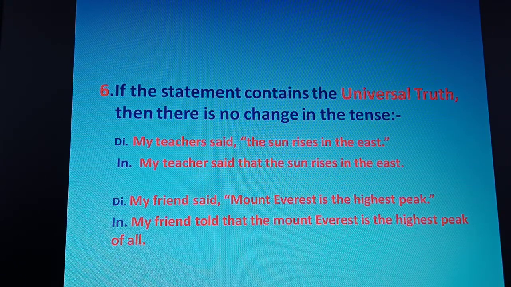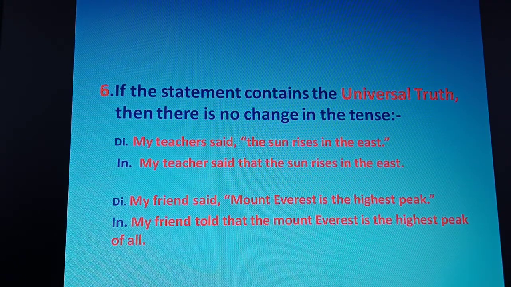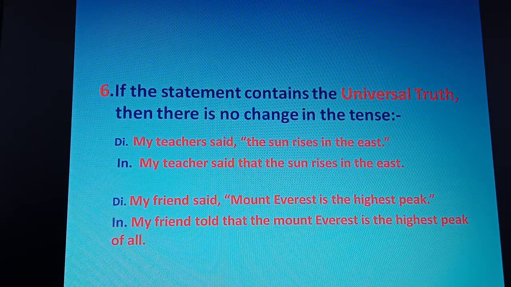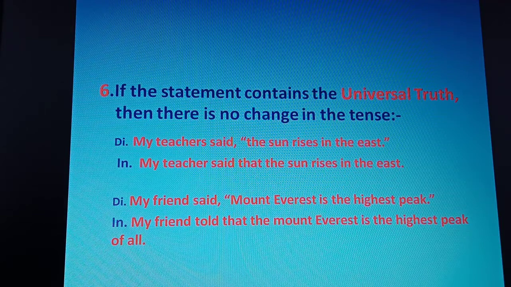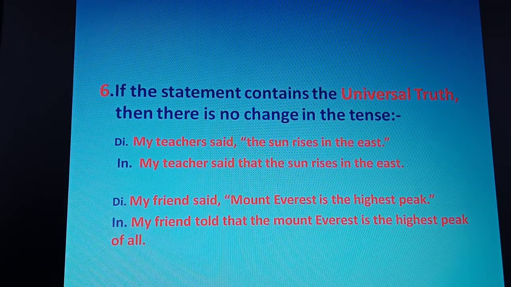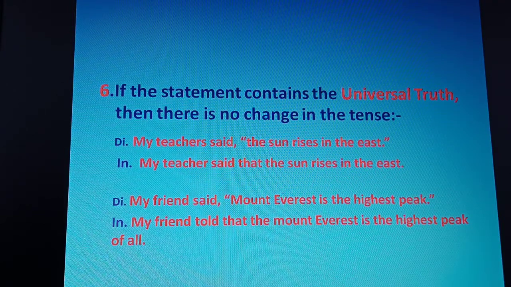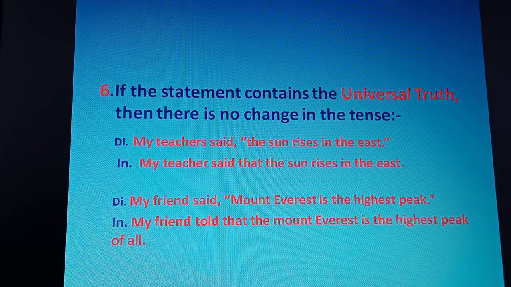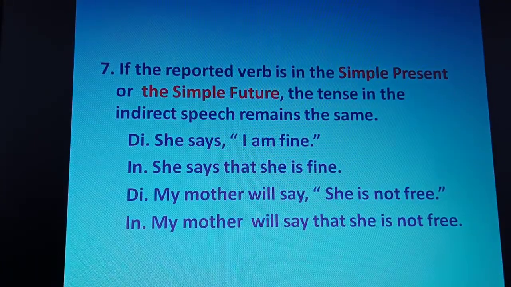Or again, my teacher said, "God is everywhere." What will be the indirect speech? My teacher told that God is everywhere. It will not become God was everywhere or God will be everywhere. No, it's a universal truth, a universal fact. Clear? When tenses come, then you have to remember it. Sixth rule. Let us proceed to the seventh rule.